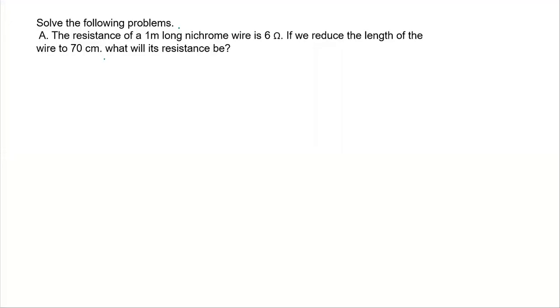Solve the following problems. First one: the resistance of 1 meter nichrome wire is 6 ohm. If we reduce the length of the wire to 70 centimeter, what will be the resistance? So here a 1 meter nichrome wire is there and its length is reduced to 70 centimeters. If the length changes, resistance will also change. We want to find out the new resistance.